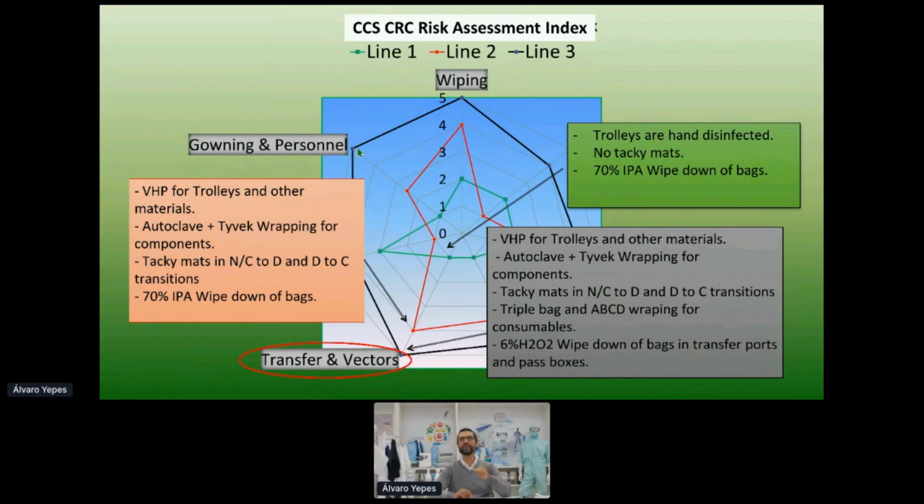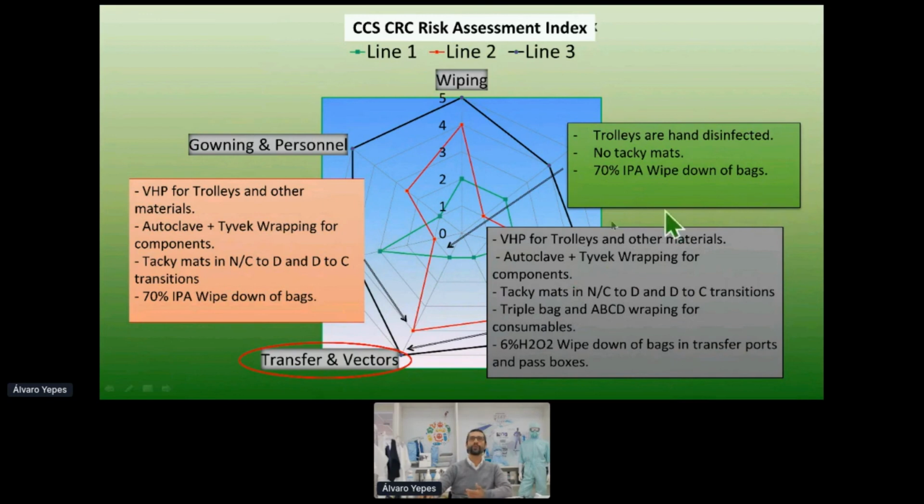What is the impact of the wrapping that is used for the materials? Am I using contamination control measures such as tacky mats in class C and D areas to avoid the ingress of spores into my classified areas?